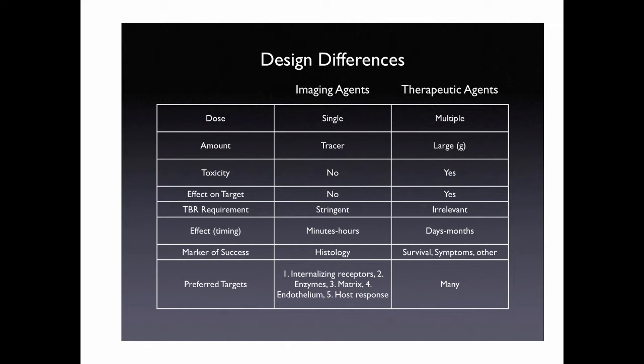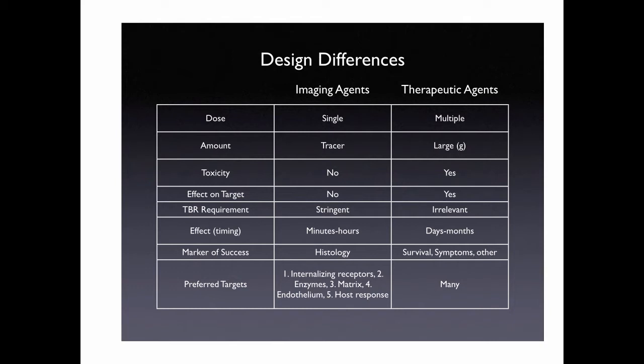Therapeutic agents, on the other hand, are designed to have multiple doses because that is a pharmacodynamic response. There's a therapeutic effect, and so most of the time a single dose is not good enough. The amount for an imaging agent should be tracer amounts, so very, very small amounts for imaging, and in fact, there should be no effect on the target. Whereas in therapeutic agents, you can give large quantities of them, and that's why getting it through the FDA is more difficult for a therapeutic agent than it typically is for an imaging agent.